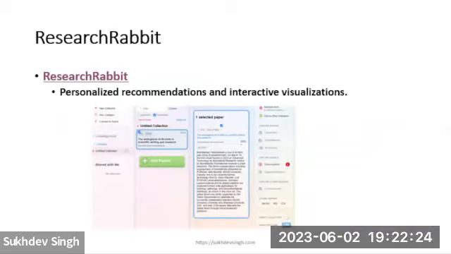Another interesting research tool is Research Rabbit. What it does is, once you give a paper, you can add your number of papers. It will give you personalized recommendations and interactive visualization. So here, if I see here, it looks like this.